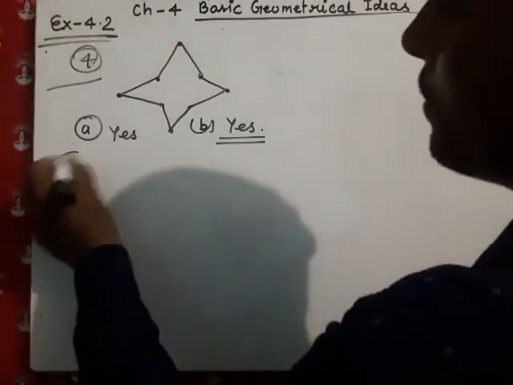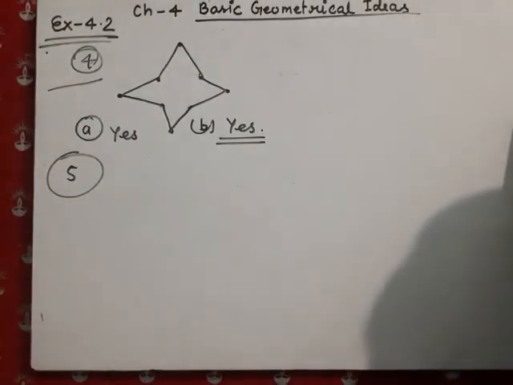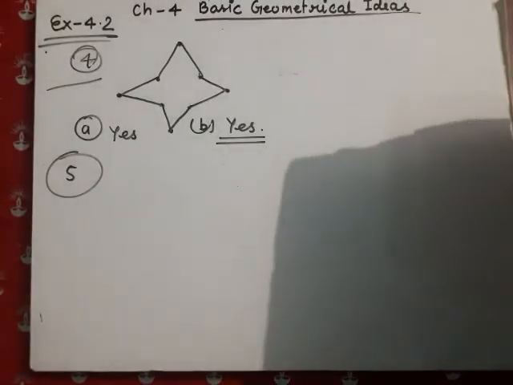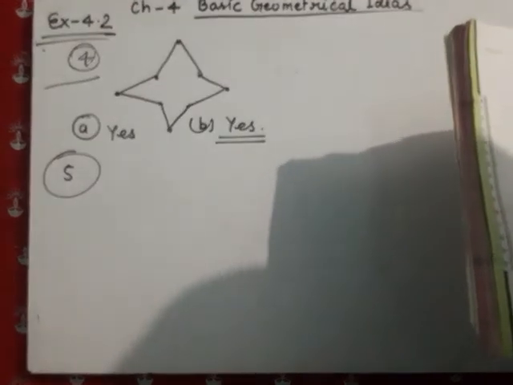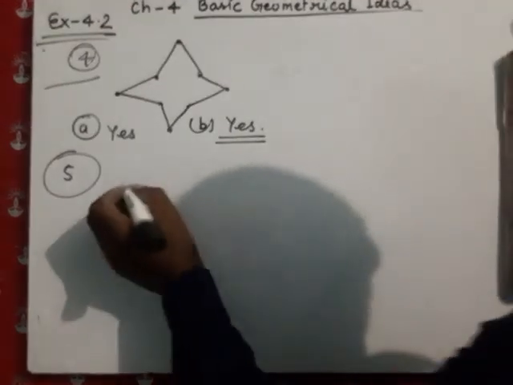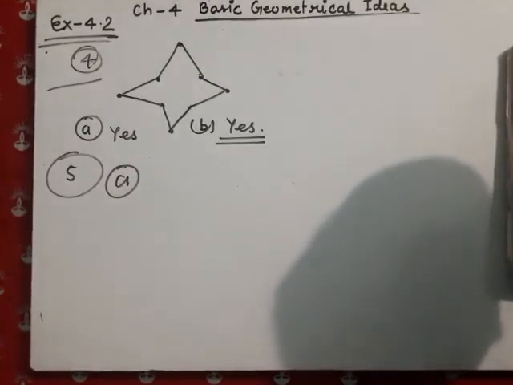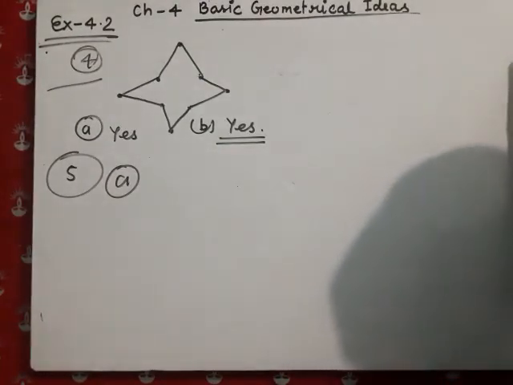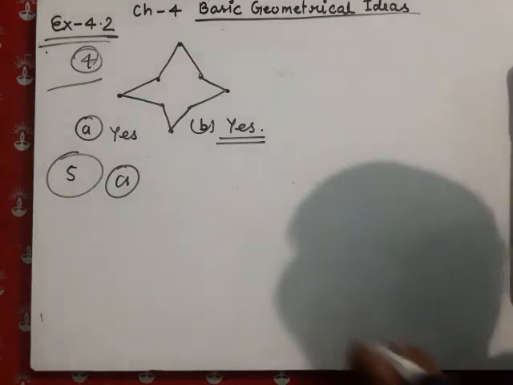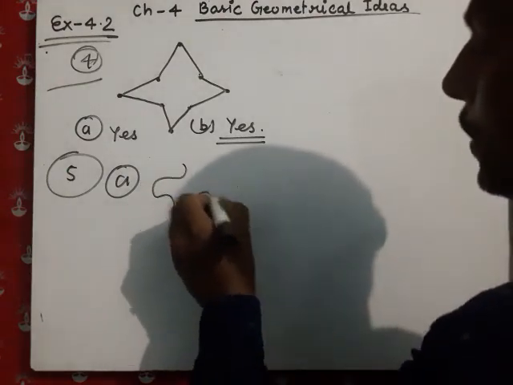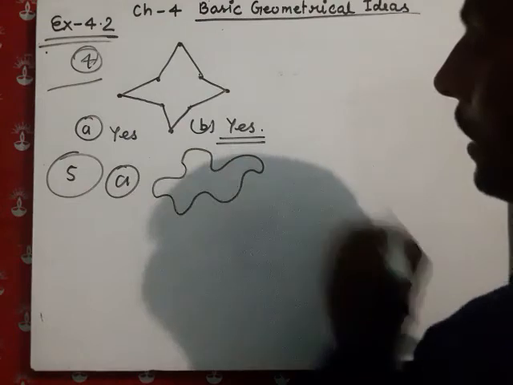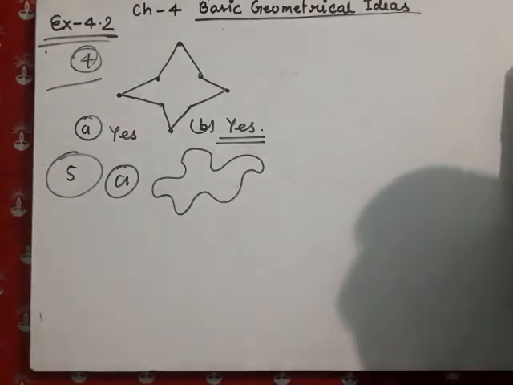Now going to question number 5. Here in question number 5 it is given to illustrate, if possible, each one of the following with a diagram. Here we have to give one diagram for a closed curve that is not a polygon. So we can use this shape. It is a closed curve but not a polygon.